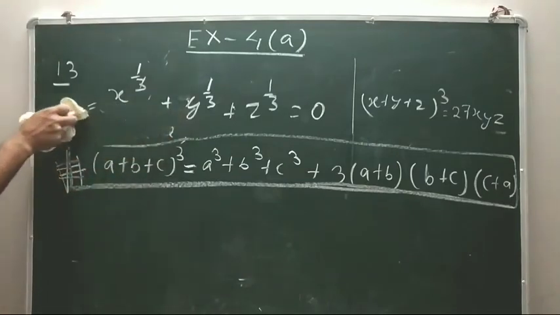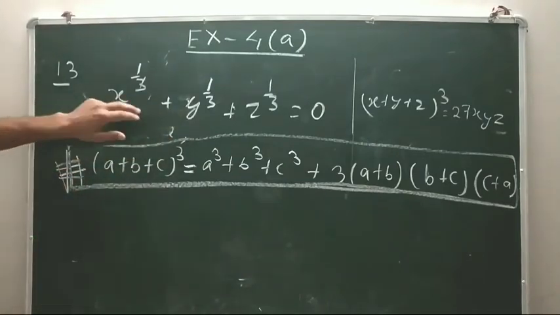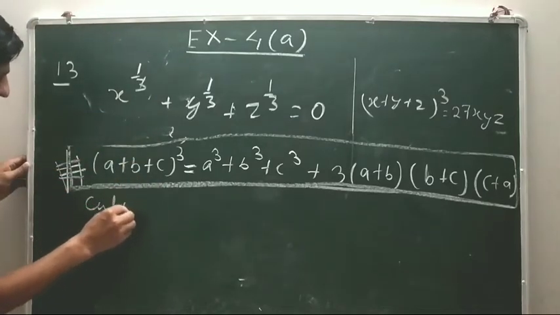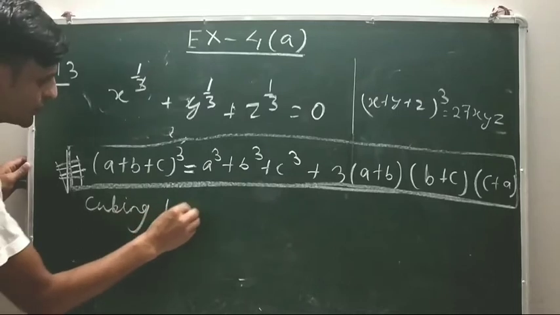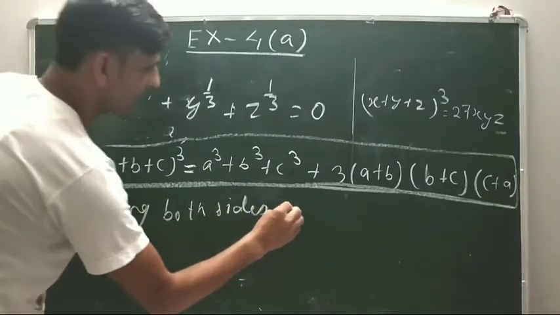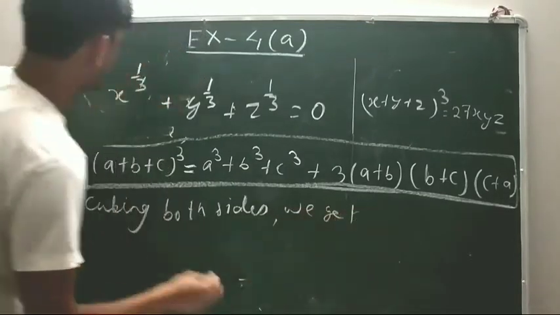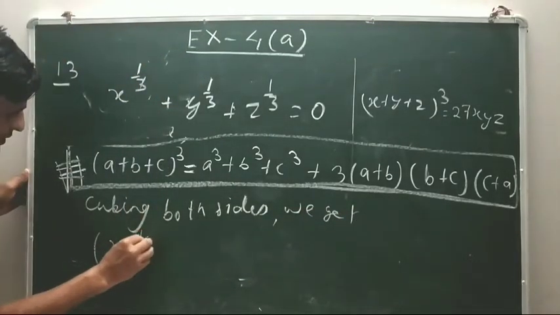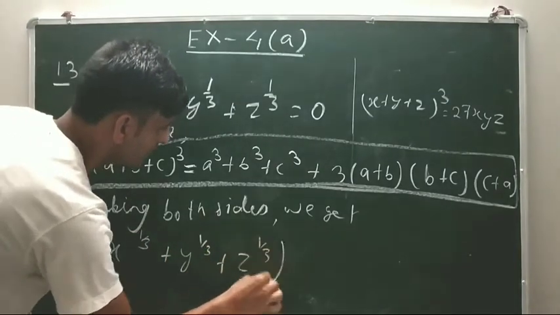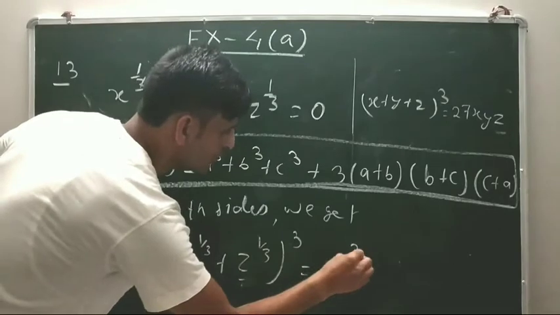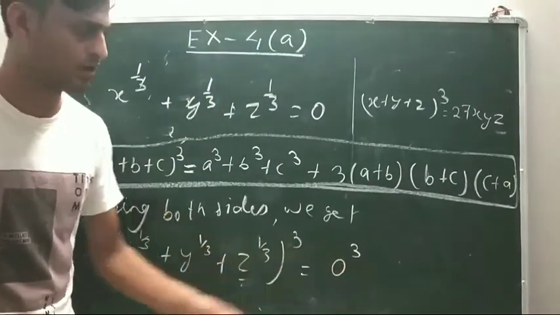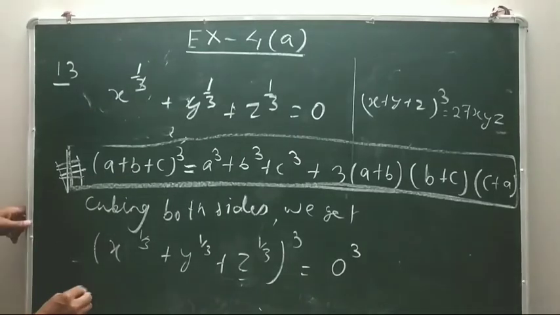What we will do? Here we will apply this formula. That means we will do cubing on both sides. What will we get? If we cube both sides, then we will get x^(1/3) + y^(1/3) + z^(1/3) whole cube is equal to 0 cubed. Because on one side we are doing the cube, on the other side also we should do the cube. Now what is the formula there?